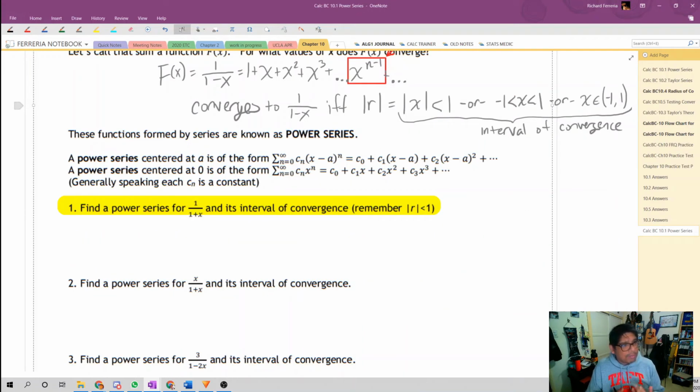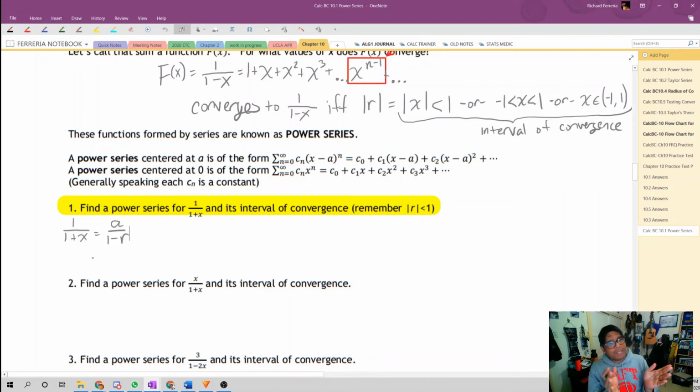And our first one is: find the power series for 1 over 1 plus x and find the interval of convergence. If I compare 1 over 1 plus x to a over 1 minus r, I can see that they would be the same thing if I let a equal 1 and I let r equal negative x. And that's kind of the key here: we want to equate it with the sum of a geometric series and then figure out what a needs to be and what r needs to be to make this whole thing work.